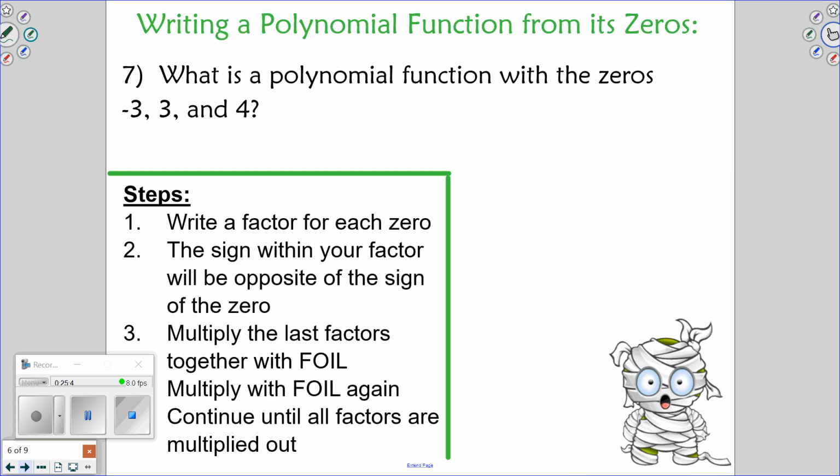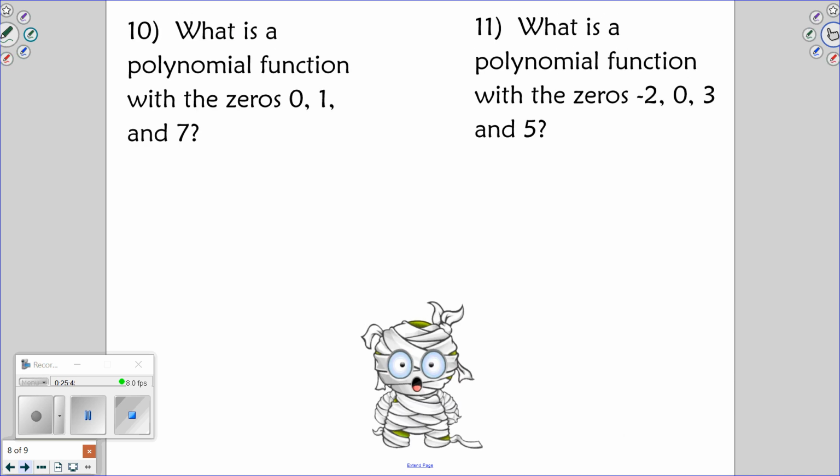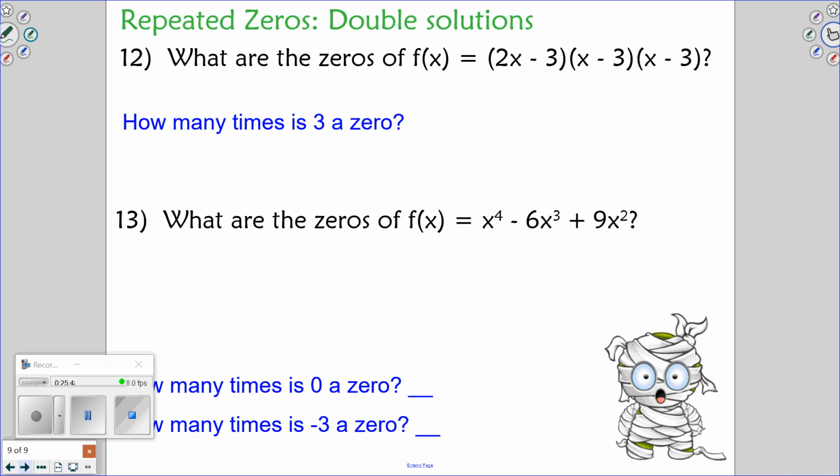All right. So we're going to save the writing for Monday, but fast forward to the very end on the repeated zeros. And again, we just talked about some of this. This is not hard. I just want to make sure we're covered.